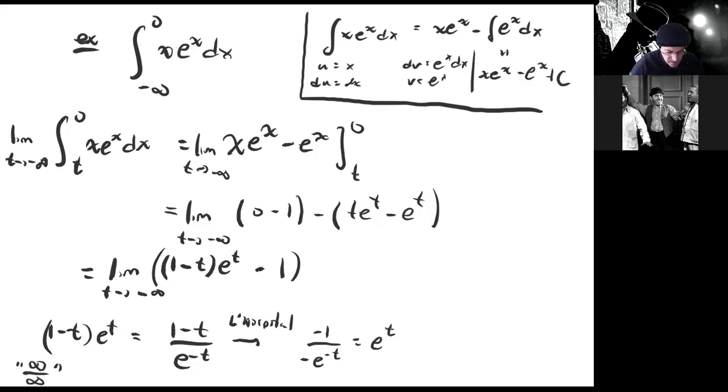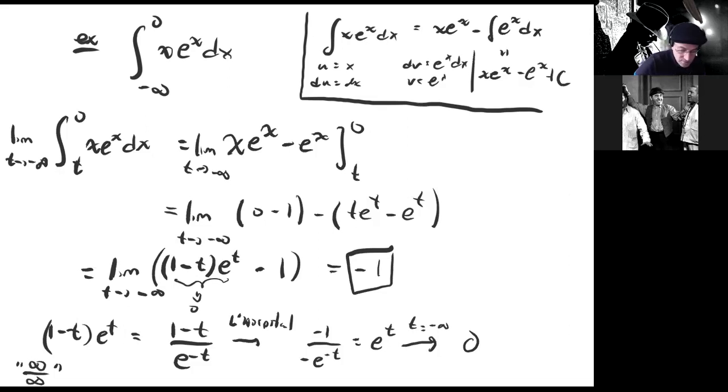Now, what happens to e to the t as t goes to minus infinity? This vanishes, which tells me this first term in the limit is going to go away as t goes to minus infinity. So the answer to this is going to be minus 1, it looks like to me. And very well, I guess that's it. Let's call it a day. Okay.